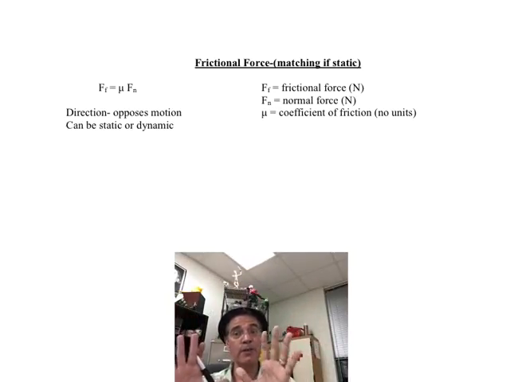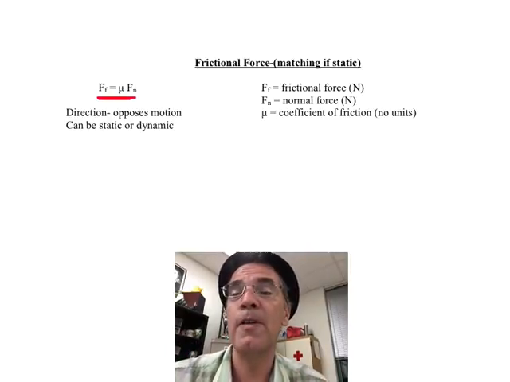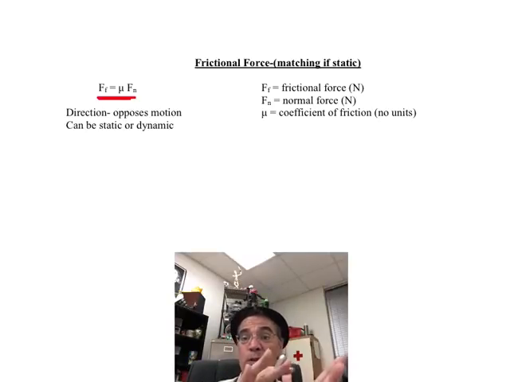So our next force is friction. We couldn't talk about friction until we knew normal force because our formula for friction, and this is another one that actually has a number we can get from a formula, is mu times F of n.